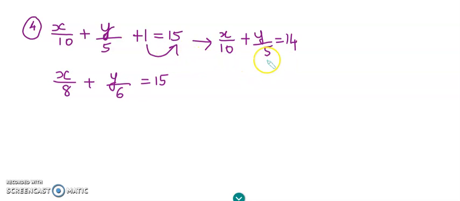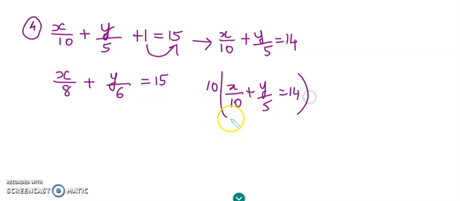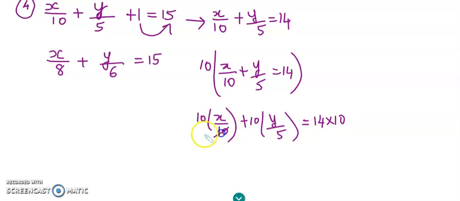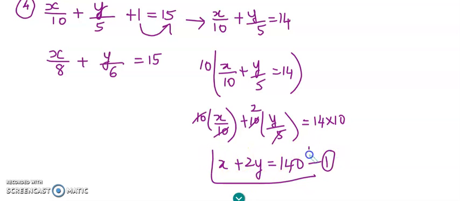Now we'll multiply by the LCM, that is 10. So 10 times x over 10 plus y over 5 equals 14. Okay, so 10 times x over 10 plus 10 times y over 5 equals 14 times 10, right? So the 10 gets cancelled off here. Here it will become a 2. So you get x plus 2y equals 140. That is equation 1. Clear?